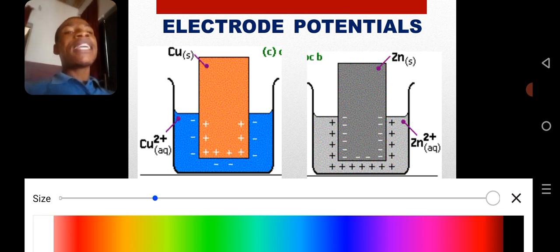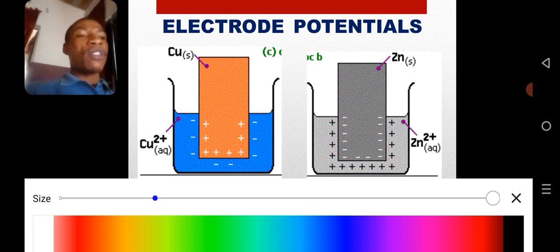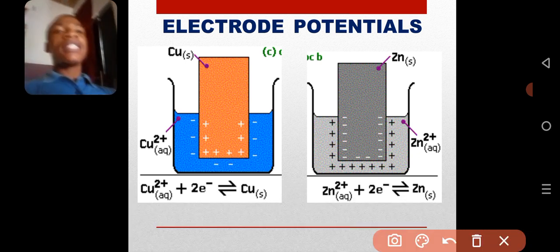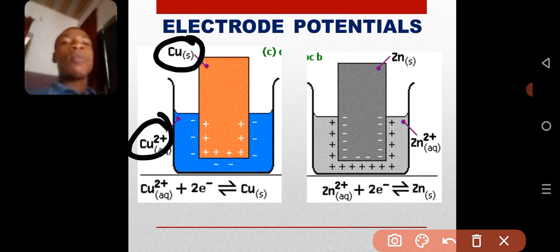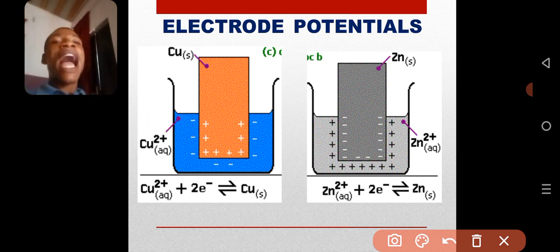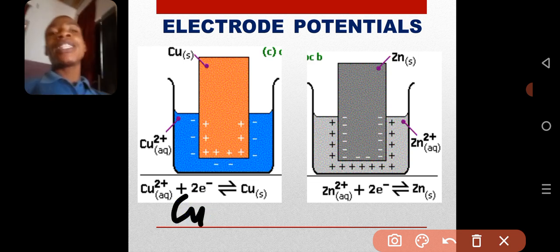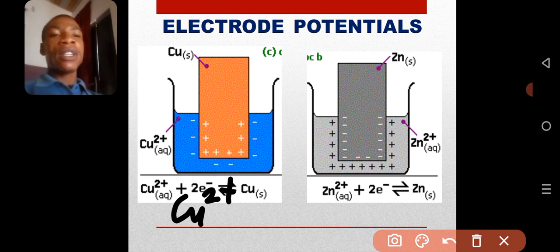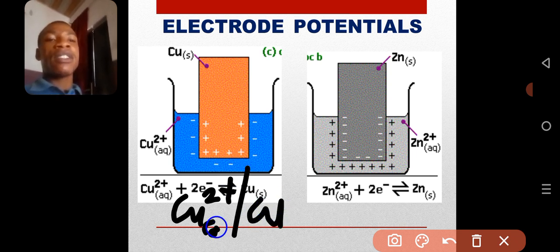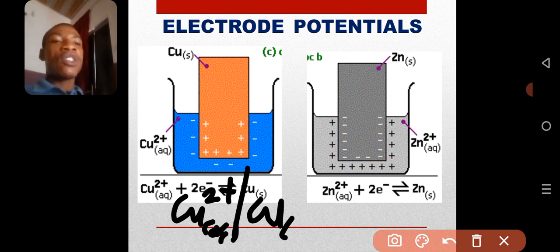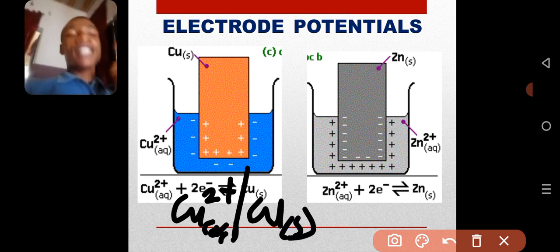When a metal is dipped into a solution of its own ion, as you can see here, copper dipped into copper 2 plus, you call that a half cell. This is a copper half cell, represented shortly as Cu2+ slash Cu. This is aqueous. This is solid. You call it a copper half cell.